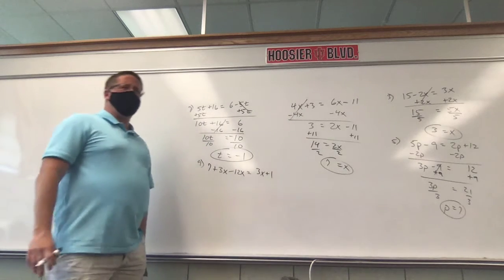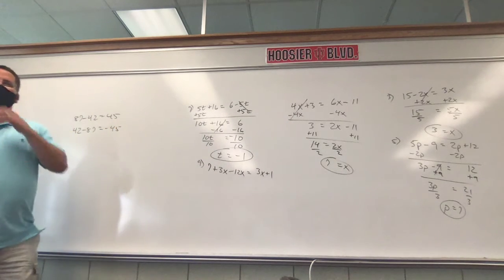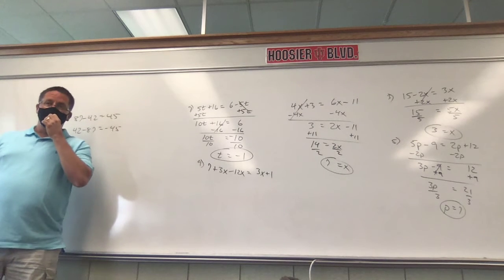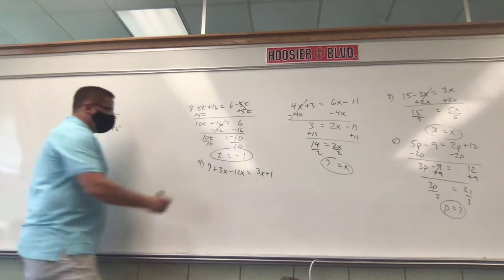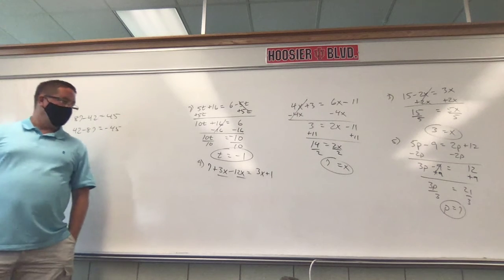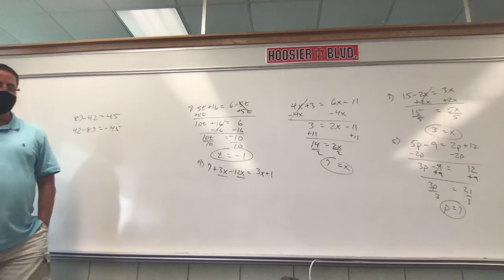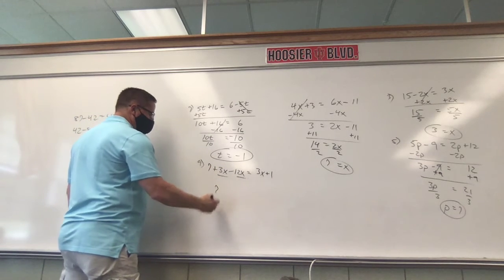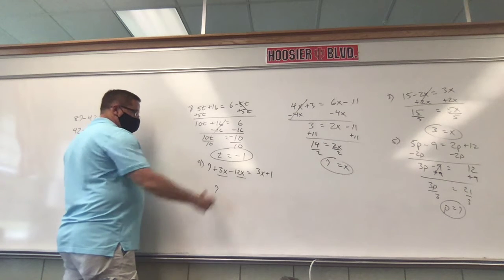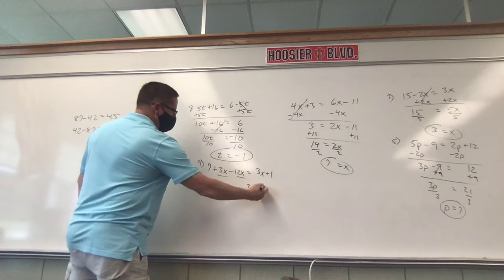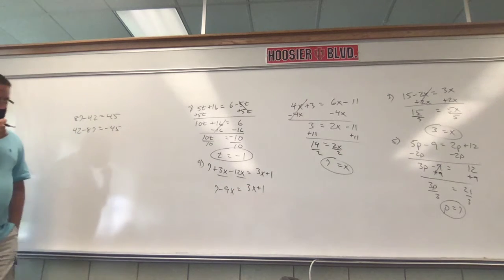Now this one's a little bit different, not much, but a little bit. True or false? I can put all of the x's together. No. True or false? I can put some of the x's together. Yes. Which ones? 12x and 3x. Why? Because they're on the same side. You can't put that other 3x with it, not yet. We're going to deal with that eventually. So what's a positive 3 and a negative 12? Well, 12 minus 3 is negative 9x equals 3x plus 1.